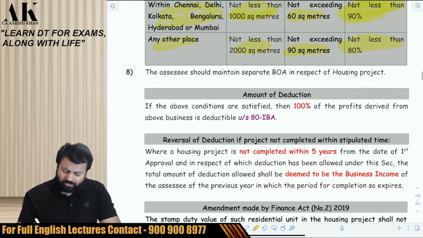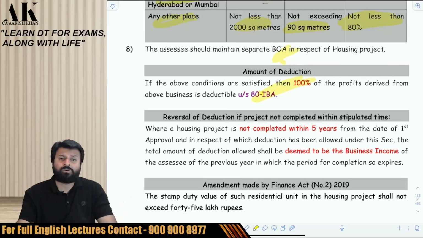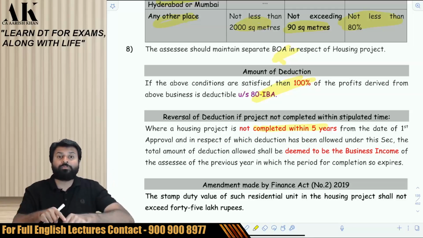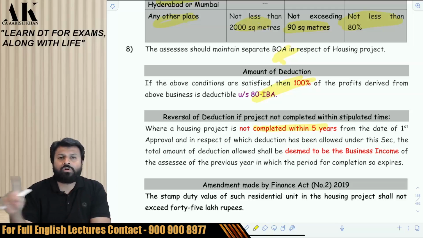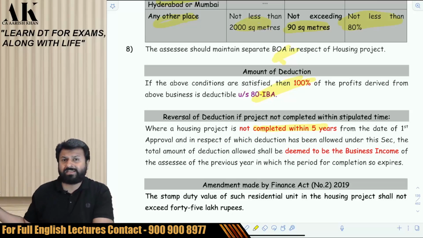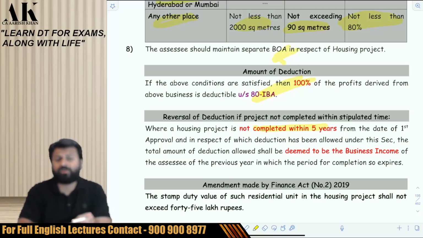Okay. Then you have to maintain books of accounts, etc. If all these conditions are satisfied, the 100% deduction will be allowed to the builder from profits and gains. He has to fulfill all the conditions mentioned over here, all the conditions mentioned in the last 2 pages. Okay. Then, if the project is not completed within 5 years, as I have told you, the project has to be completed in 5 years. If the project is not completed in 5 years, then the builder has to reverse the deduction which he has taken in earlier years. It means whatever deduction he has taken in earlier years will be deemed as income of the builder in the current year. I hope it is clear to all of you.